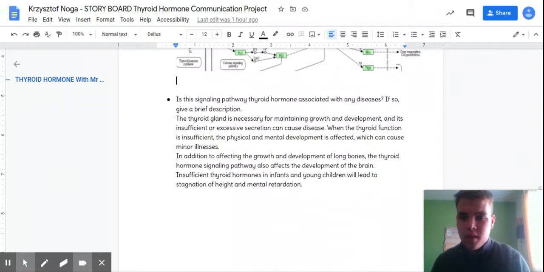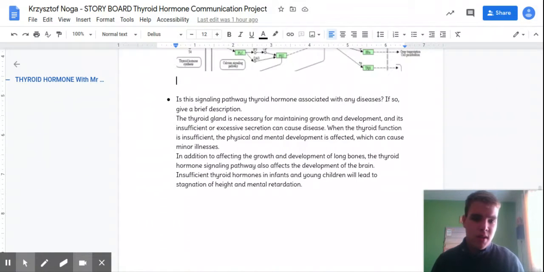The thyroid hormone signaling pathway can be associated with many diseases. For example, the thyroid hormone is necessary for growth and development, and if there's too much or too little, then it can cause disease. Mental development can be affected, physical development could be affected, and minor illnesses could come out. In addition to affecting the growth and development of long bones, the thyroid hormone signaling pathways also affect the development of the brain.